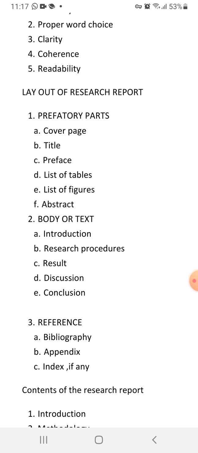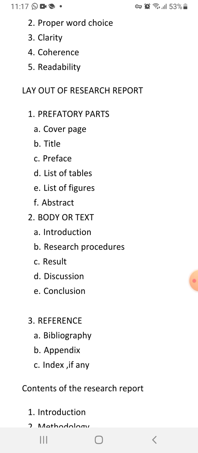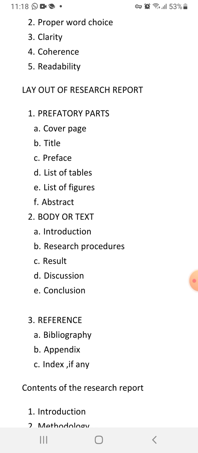Then title page. Title page contains the title, name of the candidate, name of the designation, degree for which the thesis is presented, everything. You will get a specimen copy from the college. Then preface. Preface may include the purpose of conducting study by the researcher. The researcher gives a brief introduction about the study. This is known as preface. Why he or she is conducting this study.